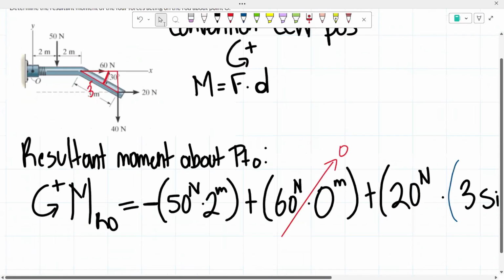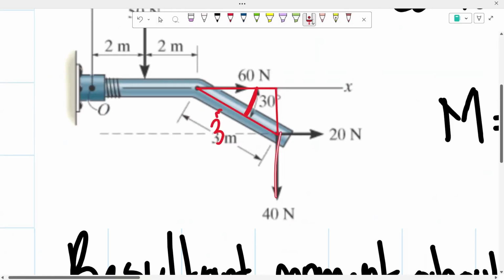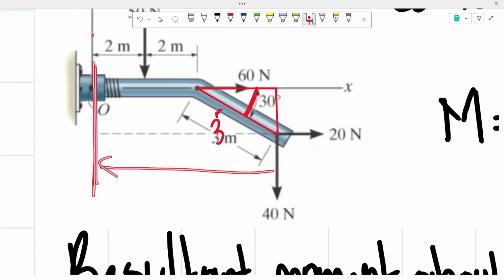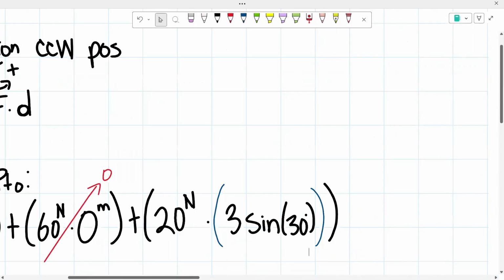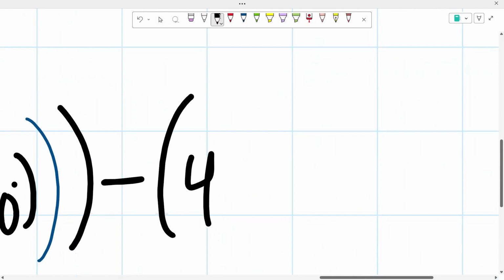Now we're going to move on to our 40 newtons. Once again, our 40 newtons are vertical this time. So this time we're going to be shifting it to the left so that it could align with this y axis. Since it's going to be shifted to the left, that's going to be a negative. So we have negative 40 newtons. We know that our force is 40 newtons.